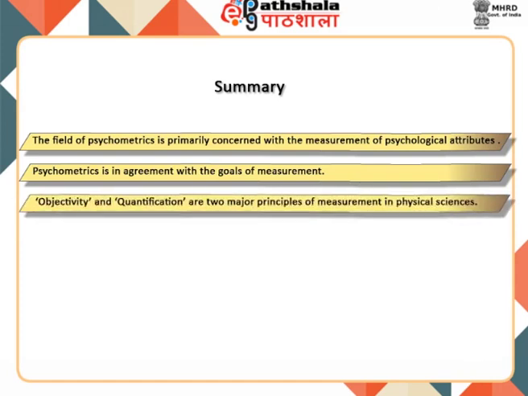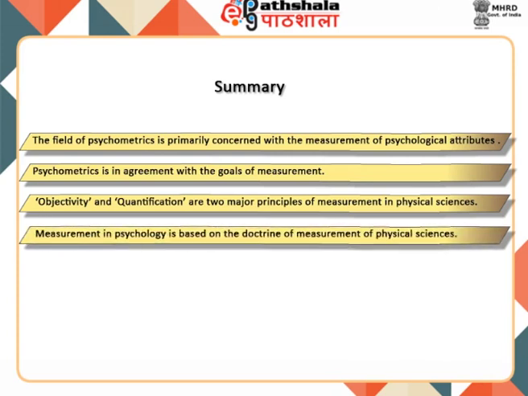Objectivity and quantification are two major principles of measurement in physical sciences. Measurement in psychology is based on the doctrine of measurement of physical sciences. Psychologists measure psychological traits and attributes through statistical and mathematical operations.